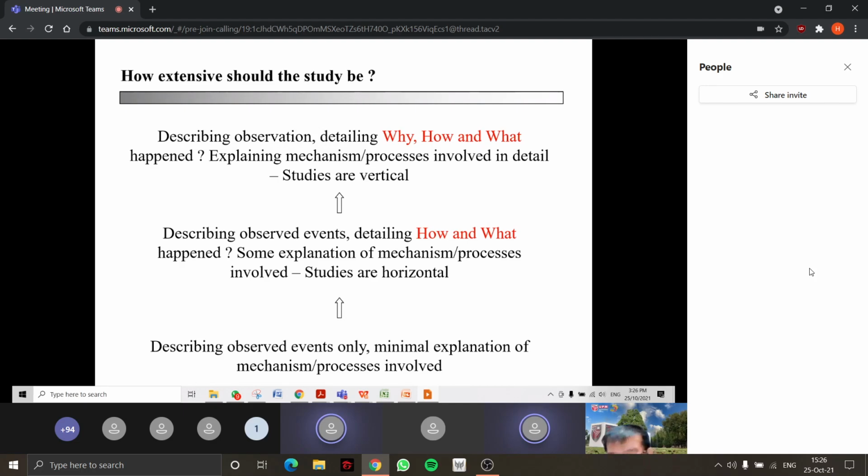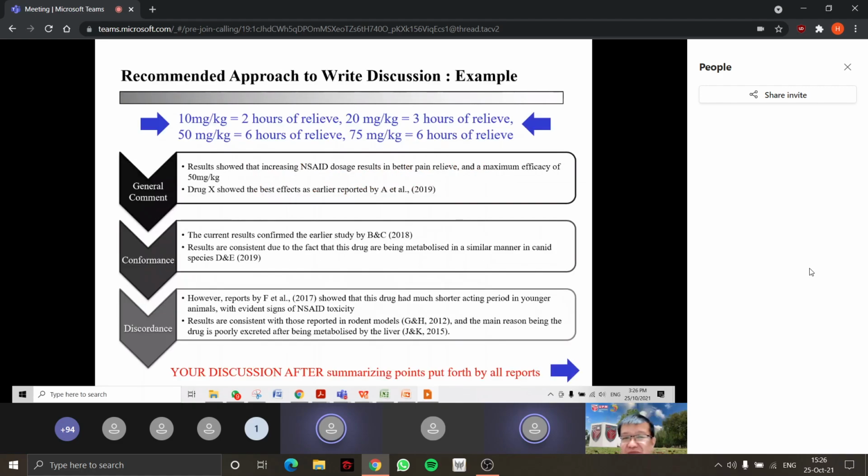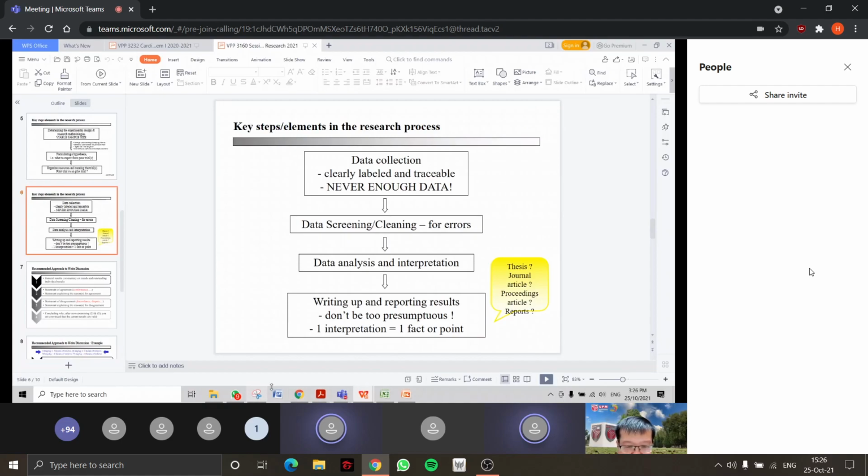I can tell you that publication, writing articles, is something very addictive, once you get to master it. If you don't master it, it becomes something that is a pain. So I leave it to you. That is the key steps in the research process. Now let's move on to the other aspect.